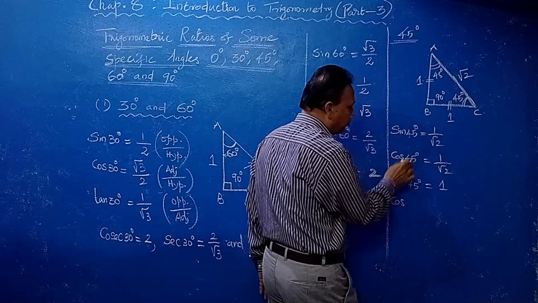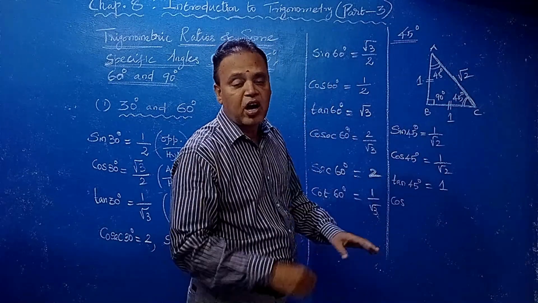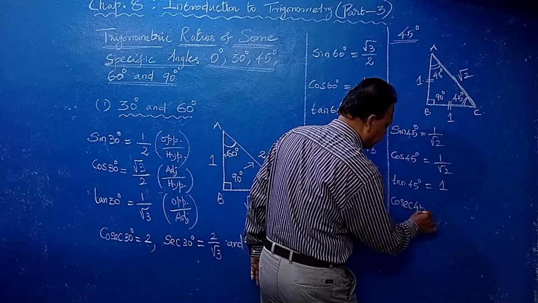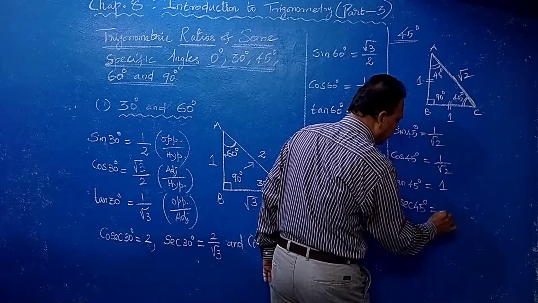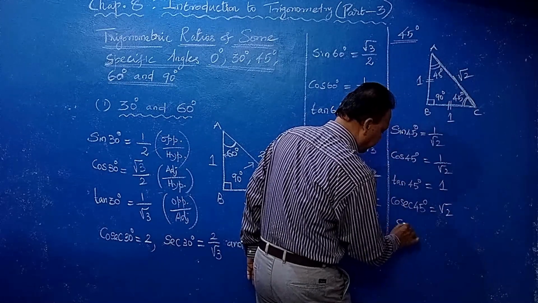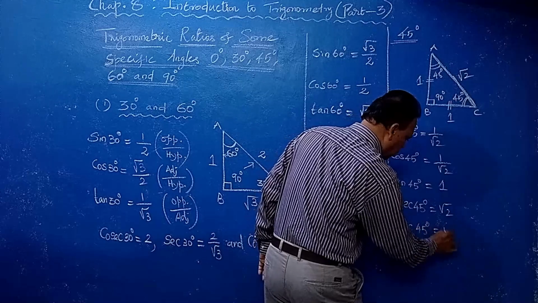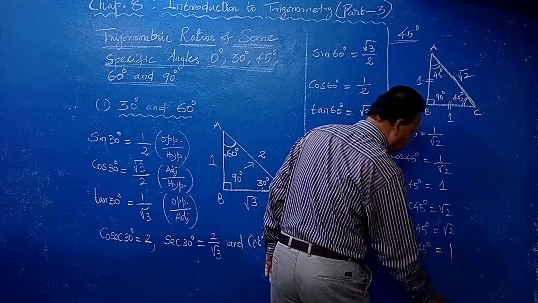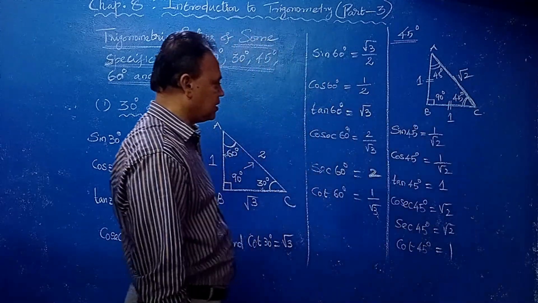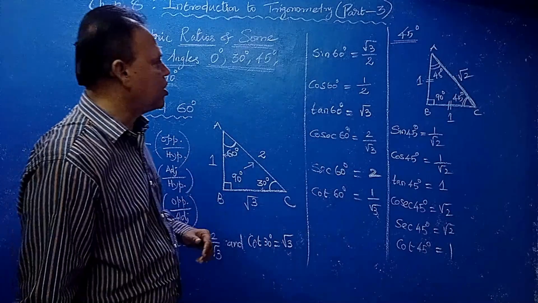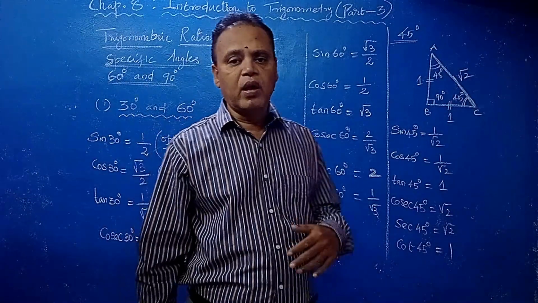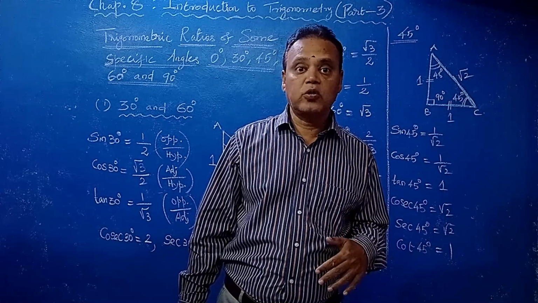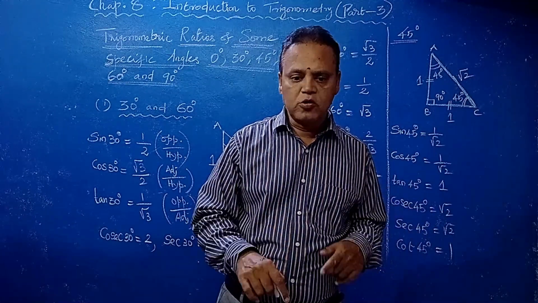Now cosec, sec and cot: if you find these three, it is enough, then automatically you can take reciprocals. So cosec 45, root 2 by 1, is root 2. Sec 45 is root 2. Cot 45 is 1. Here 1 by 1 is 1. So these values you always have to remember. Okay. If you practice, you can easily remember this. Another method, the tabular column method, I will also teach.